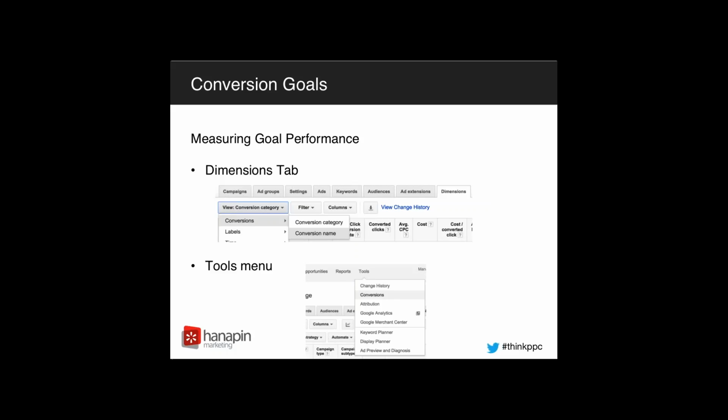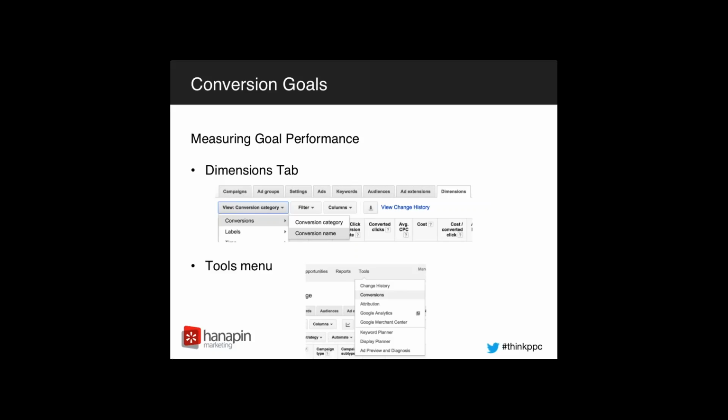Once you have your goals set, you'll like to measure the performance of those goals, and you can do this in two ways within Google AdWords. The first way is through the Dimensions tab. You'll navigate to the Dimensions tab, and then under the View menu, you'll be able to select either conversion category or the conversion name. Doing this allows you the flexibility to see the data from the conversion level standpoint.